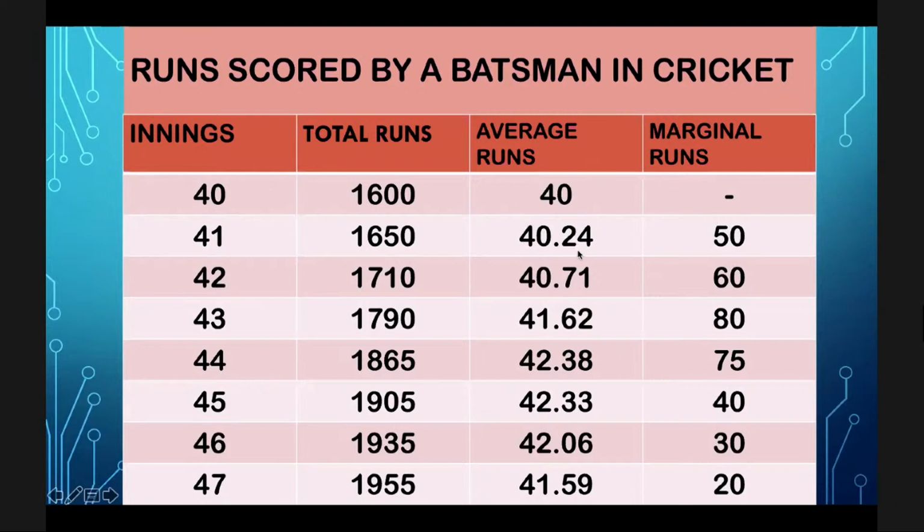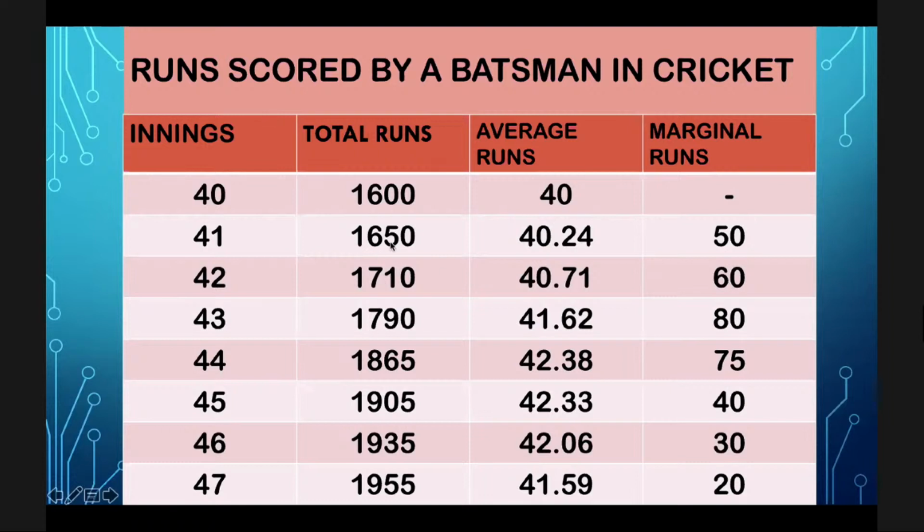Everybody understands that if Kohli goes on scoring more and more in every next inning, his average will go on increasing. So that's what I'm referring to here. He scored 50, which is more than 40. So marginal is greater than average. Average increases. In the next innings, he scores a 60. So marginal runs are rising. You see, till here, marginal runs are rising.